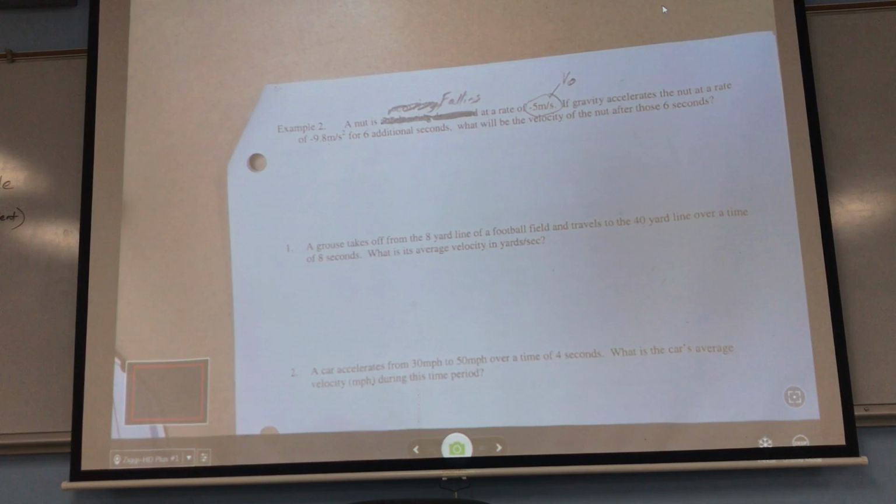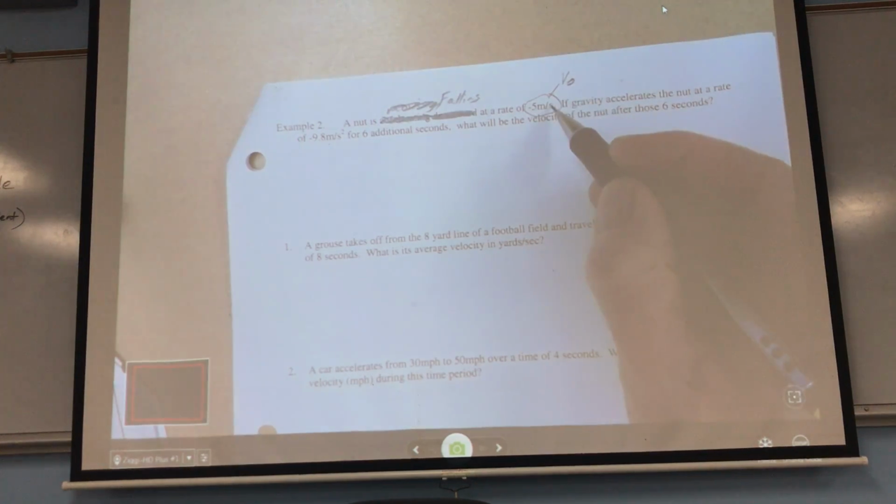Negative means it's moving which way? Down or left? Down. So we're in the up and down dimension. We're not going to do 2 dimensions at once for a while. So this means it's going downward because that's negative.